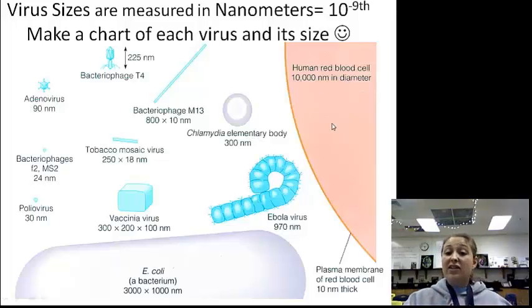Now guys, take a look over here at the human blood cell. It is 10,000 nanometers versus all these tiny dudes, 30 nanometers. These viruses are teeny tiny, but they can do so much damage.